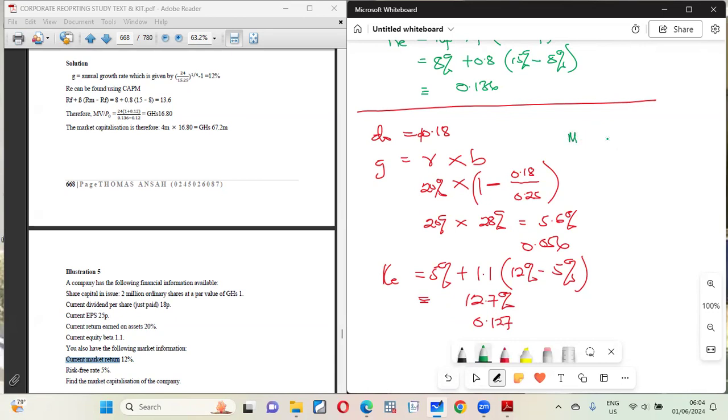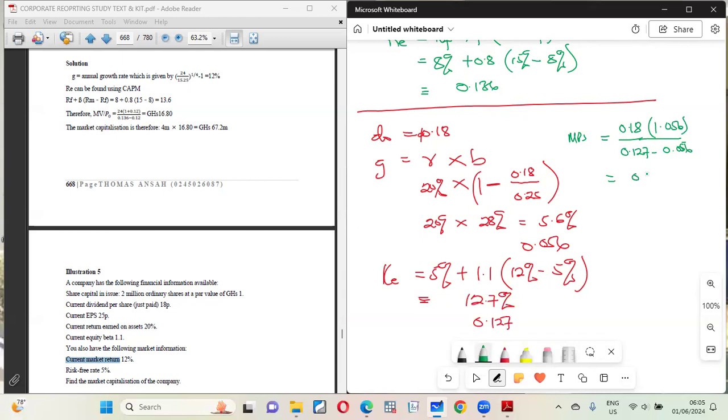Now that we have everything, we just put them into our formula for finding our market price. So MPS will be given by D0, the dividend they just paid, 0.18, over KE, which is 0.127, into the bracket 1 plus G. We found G to be 0.056, so that will be 1.056. Then here minus 0.056. So you do it and you find the price per share. Then you multiply it by the number of shares in issue.